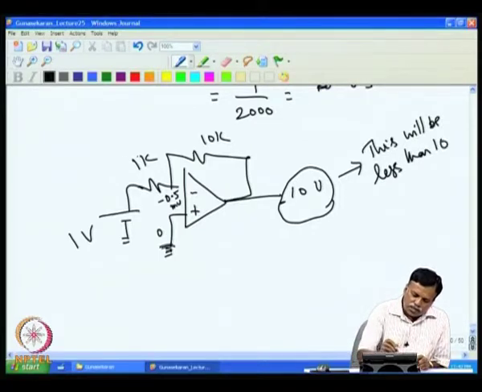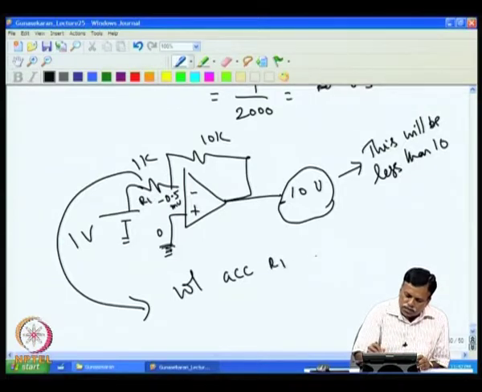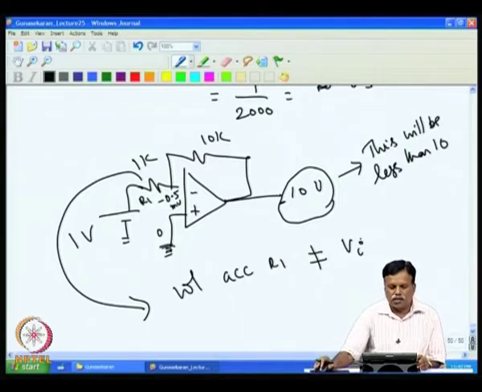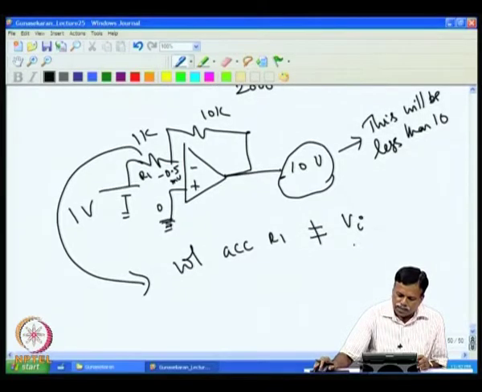This is because the voltage across this R1 is not equal to VI. This is the main issue actually. So, the voltage across is not equal to input. So, this creates an error.